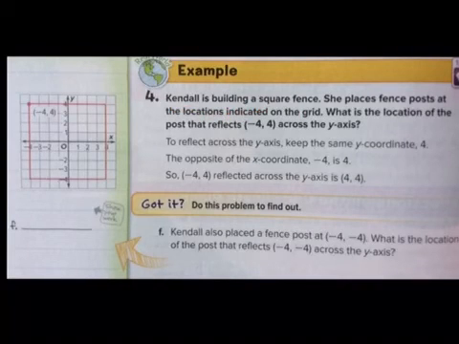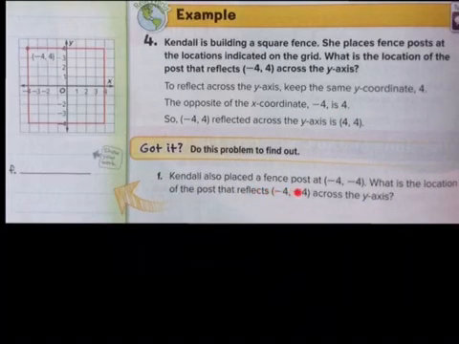Kendall is building a square fence. She places the fence posts at the locations indicated on the grid. What is the location of the post that reflects (-4, 4) across the y-axis? We have -4 and 4, so we have to go across the y-axis for reflection. We keep the 4 up the same because we're going across the y-axis, so the one that needs to change is the x, because we're jumping across this way. So now it's going to be (4, 4). You can see it right there.